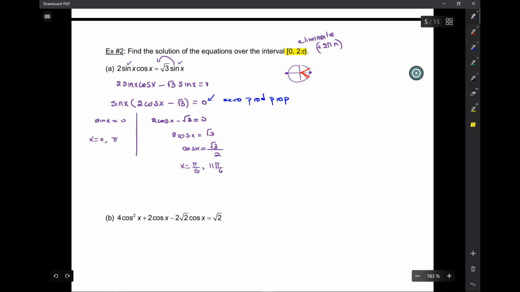Because we are only looking over the domain 0 to 2 pi, we don't have to do plus 2n pi or whatever. So these are our answers. It's convention that we write the answers in increasing order. I won't take points out, but it's convention. So x is 0, pi over 6, pi, 11 pi over 6.